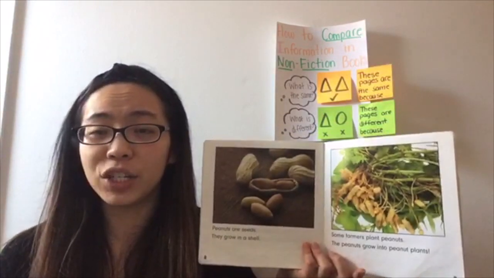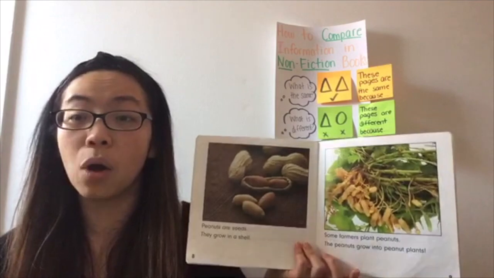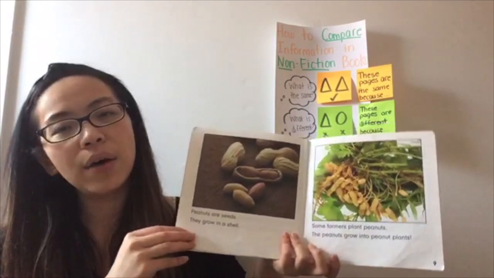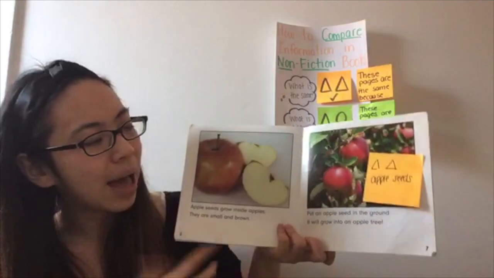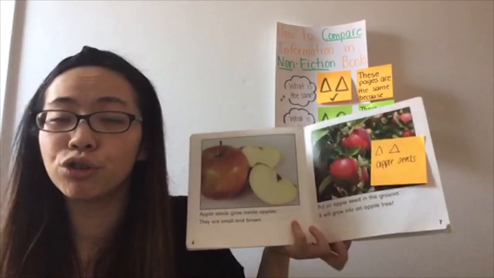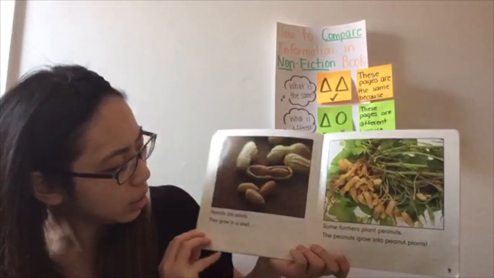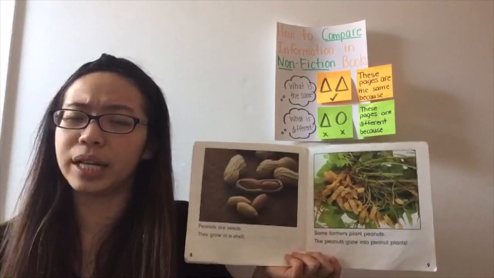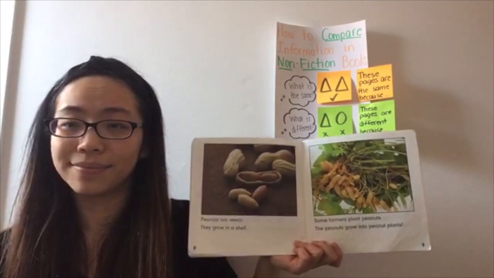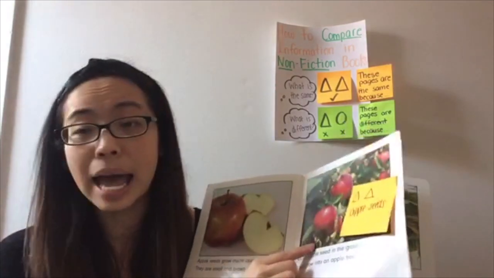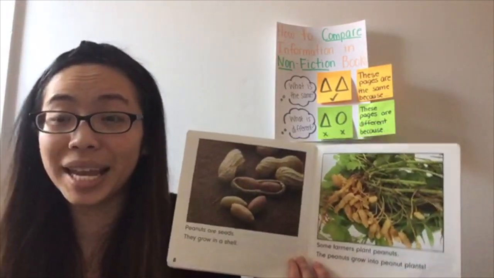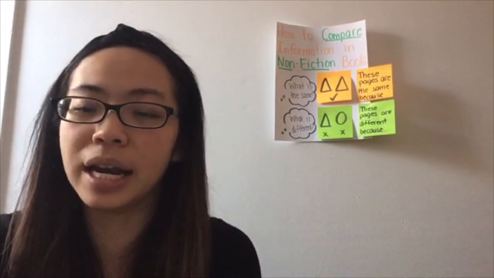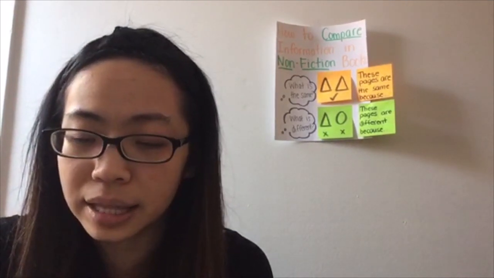So, as nonfiction readers, we are also thinking about what is different between the pages. I know that this page was talking about apple seeds that grow into apple trees, but on this page, this is talking about peanuts that are also seeds. What is different between these two pages? I can say these pages are different because apple seeds grow into apple trees, but peanuts grow into peanut plants. So I can put that in a post-it that shows that they are different.